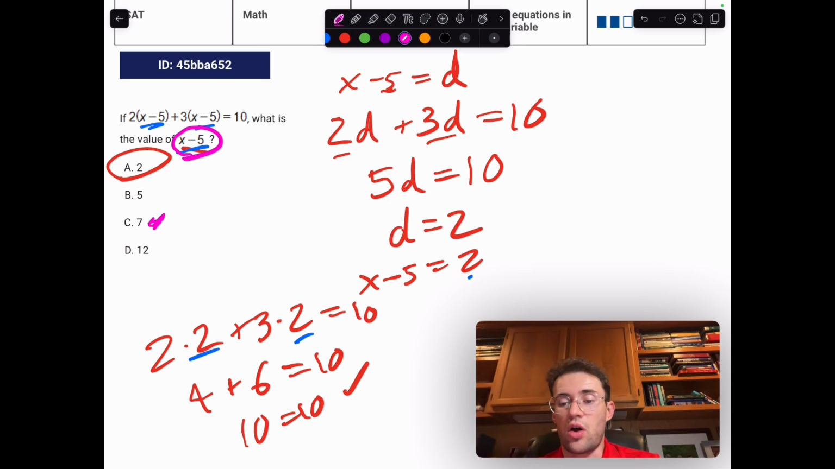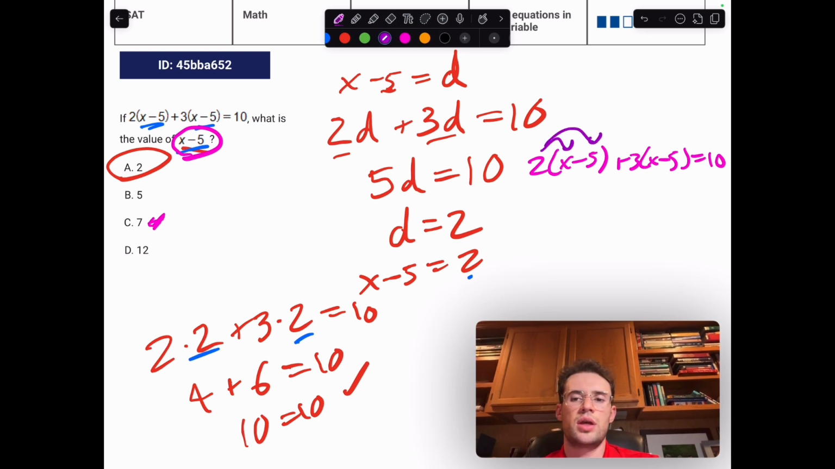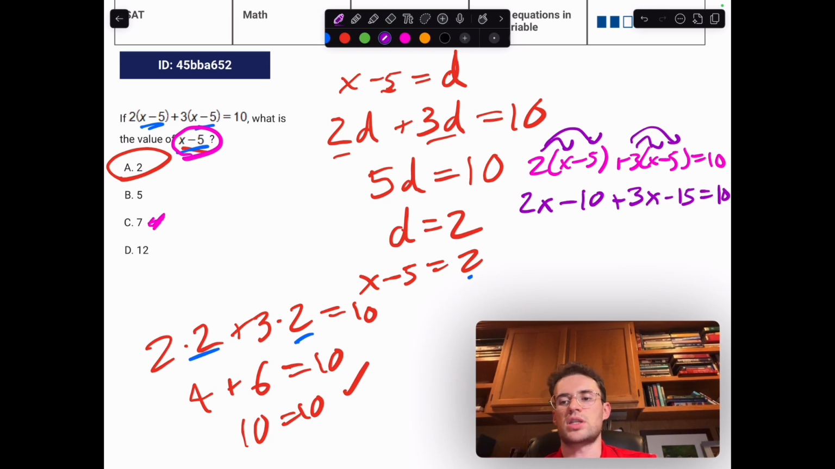Just take your time. Don't rush. Once you've done all the hard math, once you've actually done the algebra, don't forget to subtract 5 from whatever you get for x. All right, so you can distribute this 2. I'll rewrite the whole thing. 2 times x minus 5 plus 3 times x minus 5 equals 10. If you distribute the 2, it gives you 2 times x is 2x, 2 times negative 5 is negative 10, plus 3 times x and 3 times negative 5, that's going to be 3x minus 15 equals 10.